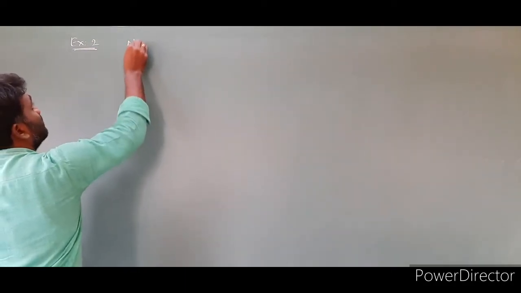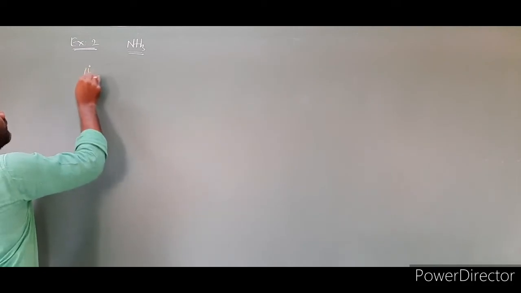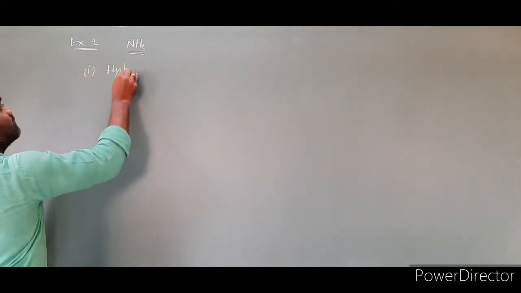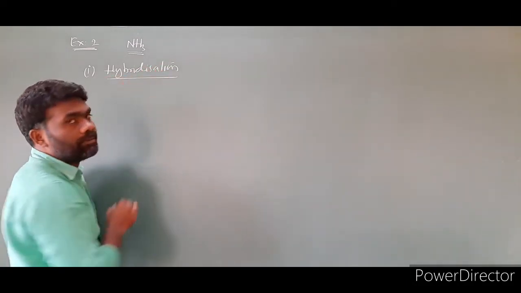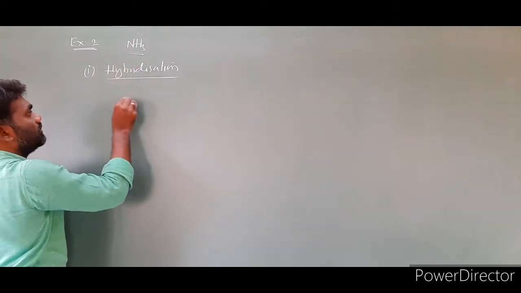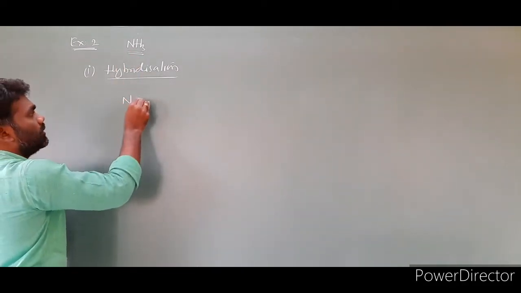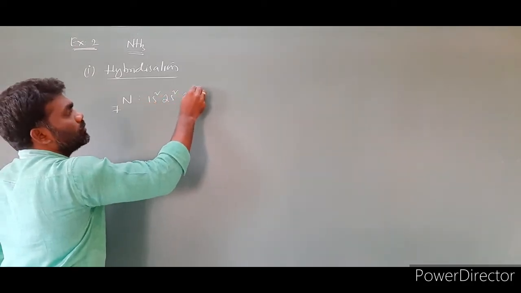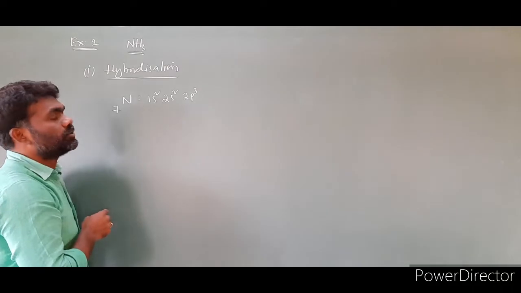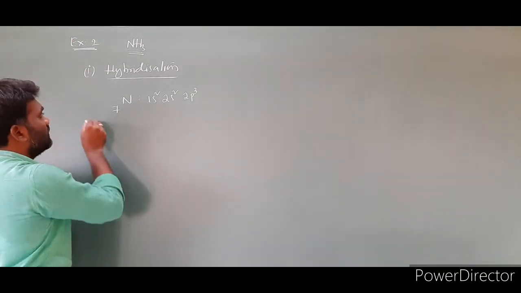Example 2 for sp3 hybridization. I am taking the ammonia molecule, NH3. Step 1 is hybridization. In the hybridization step, first we take the central atom nitrogen. Its atomic number is 7. Write the electron configuration: 1s2, 2s2, 2p3. Then this is the ground state.